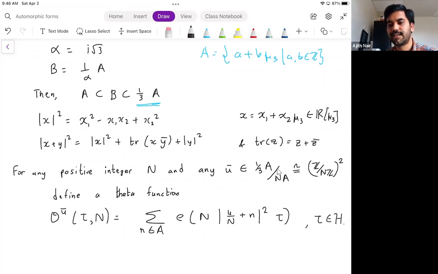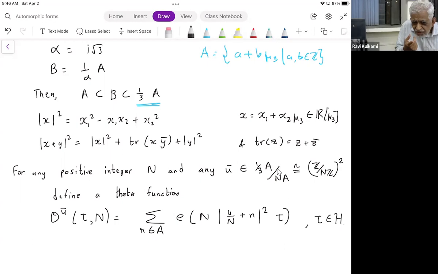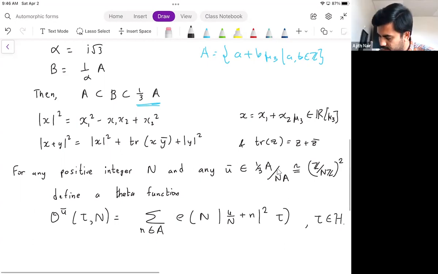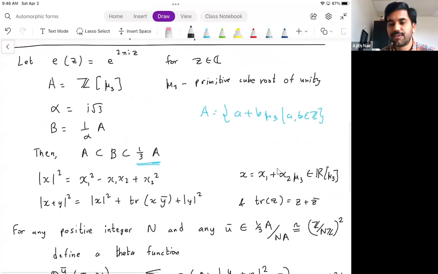And what is this notation, e of n? So this e of z is e to the 2 pi i z. I'm just abbreviating the exponential of z as e to the 2 pi i z.